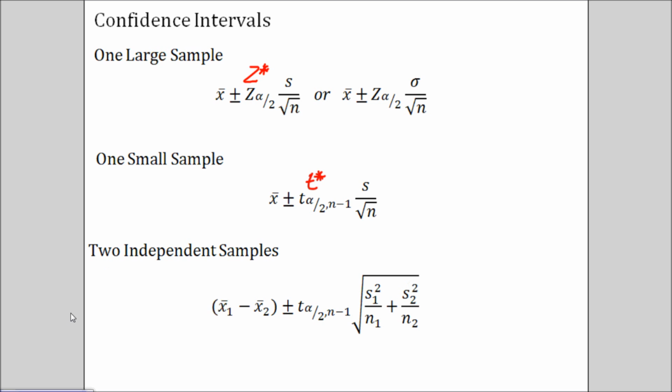So what we do there is we take the mean of sample one, we subtract off the mean of the second sample, plus minus T alpha over 2, the T star value for the relevant degrees of freedom and relevant level of confidence, times the square root of the variance of sample 1 divided by the sample size of sample 1, plus the variance of sample 2 divided by the sample size of sample 2. That's confidence intervals. These are all the confidence interval formulas you'll need to know for the final.